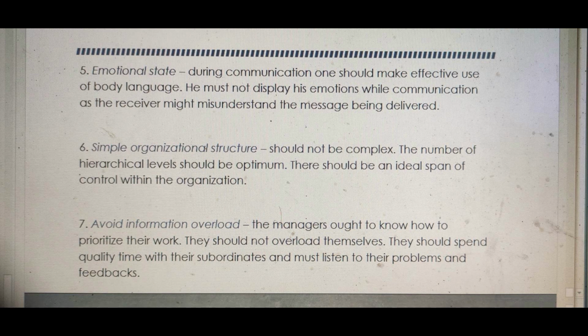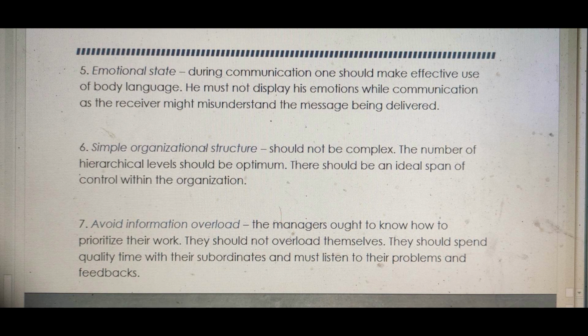Number 5. Emotional state. During communication, one should make effective use of body language. He must not display his emotions during communication, as the receiver might misunderstand the message being delivered. Number 6. Simple organizational structure. It should not be complex. The number of hierarchical levels should be optimum. There should be an ideal span of control within the organization.